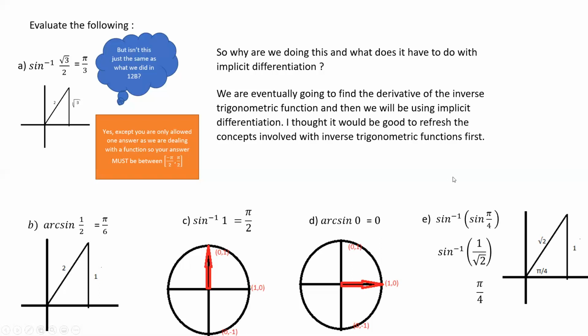Sine takes you from pi over 4 to 1 over root 2. Inverse sine takes you back. They essentially undo each other. Will this work all the time? The answer is almost. If you're looking for a quicker way of doing these, inverse sine undoes the work of sine, and sine undoes the work of inverse sine. Getting from here to pi over 4 will work most of the time. I'm going to show you later when it doesn't work.